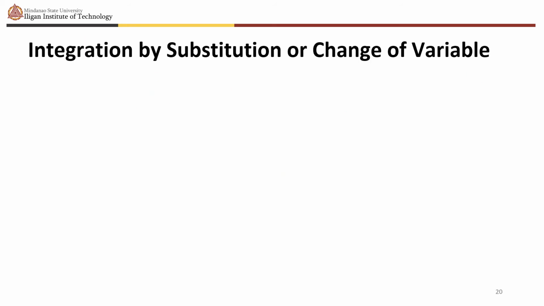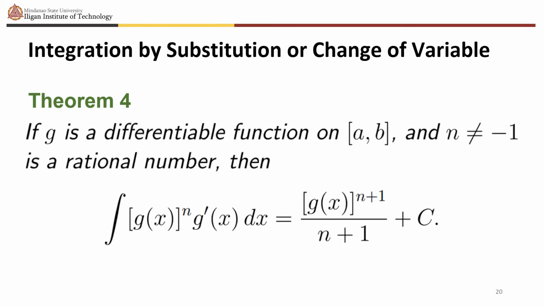Now, for integration by substitution or change of variable, we have the following theorem, which says that if g is a differentiable function on AB and n is not equal to minus 1, a rational number, then the integral of g of x to the n, g prime of x dx is equal to g of x raised to the n plus 1 all over n plus 1 plus c.